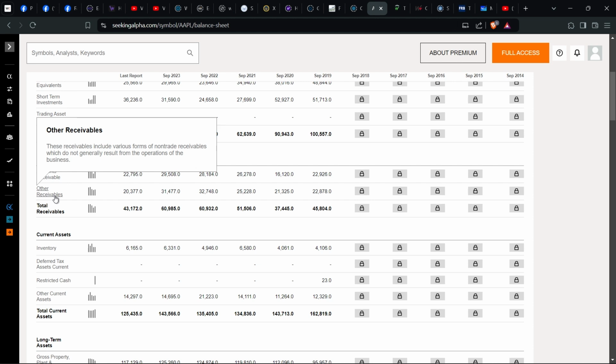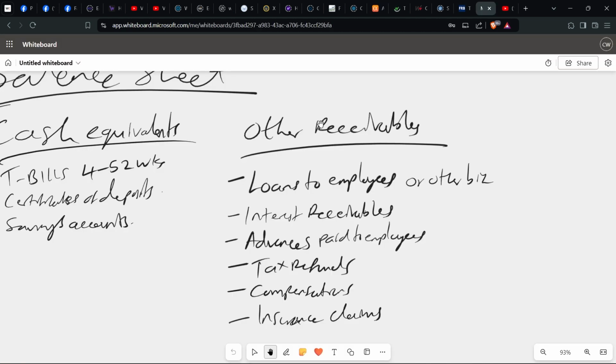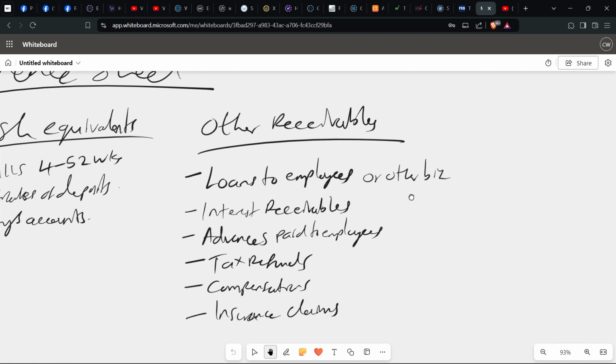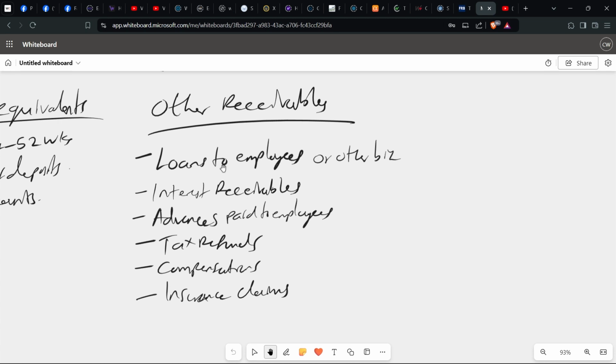Okay, now let's get to understand what these are. Here we are, other receivables. Remember, this is money that the company expects to receive, but not arising from goods sold on credit. Okay, so loans to employees or loans to other businesses, interest receivables, advances paid to employees, tax refunds, compensation, insurance claims. So, talking about loans, some companies do give loans to their employees.